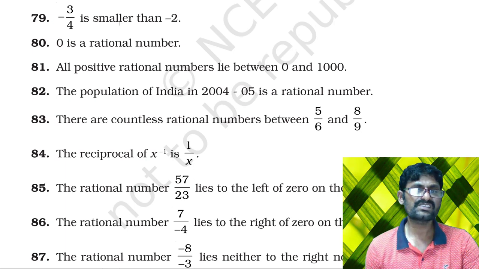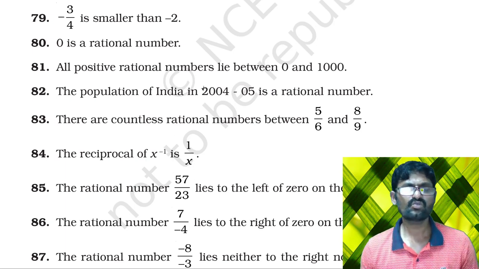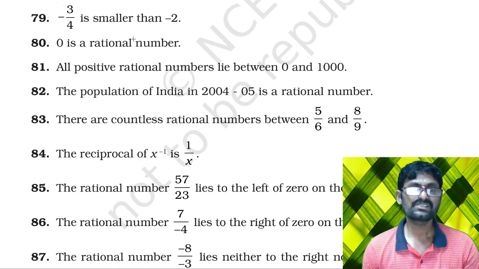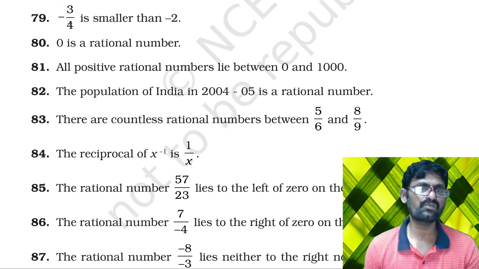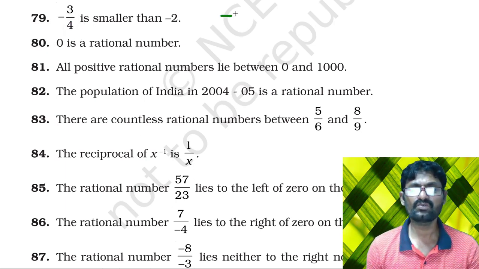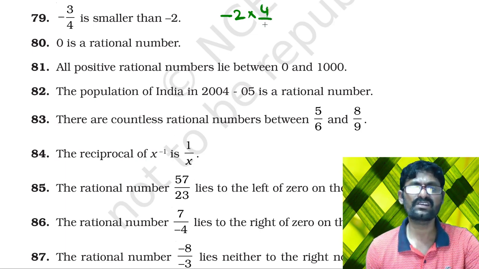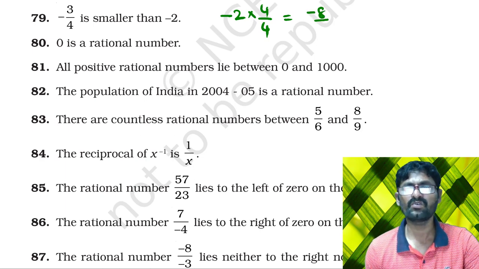Negative 3 by 4 is smaller than negative 2. To compare two rational numbers, we need to equalize the denominators. Here, negative 3 by 4 has 4 in the denominator. So convert negative 2 into a fraction which has 4 in the denominator. We do that by multiplying both numerator and denominator by 4. So this is equal to negative 8 by 4.